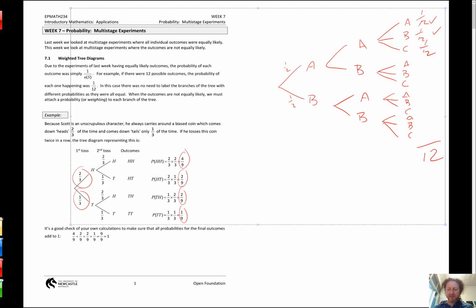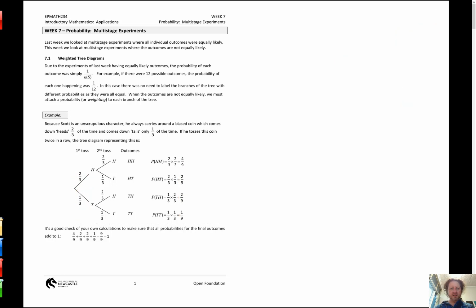So let's delete that scribble and look at this example. Because Scott is an unscrupulous character, he always carries around a biased coin which comes down heads 2/3 of the time. So instantly we see I've got a 2/3 probability of getting a head and 1/3 of getting a tail.